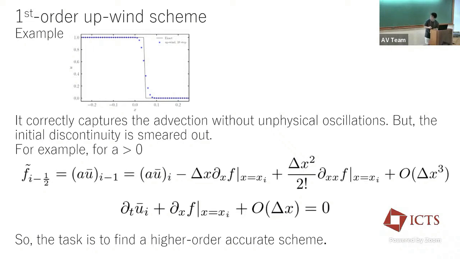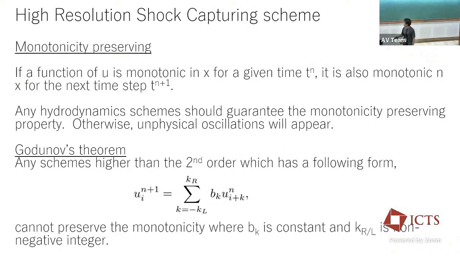How to eliminate this? Okay, good. So the first order upwind scheme looks to be a good tool for a physically correct answer, but the accuracy is not good enough. So the next task is to find a high order accurate scheme to capture the discontinuities.